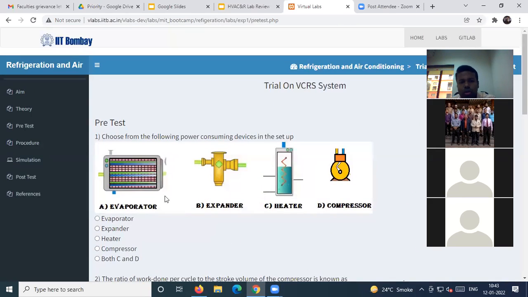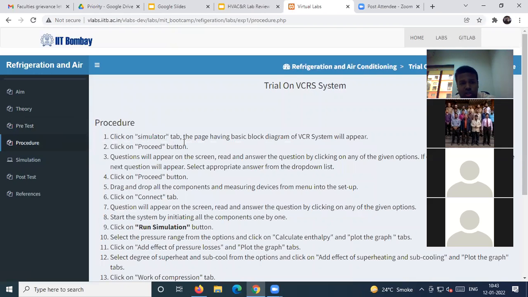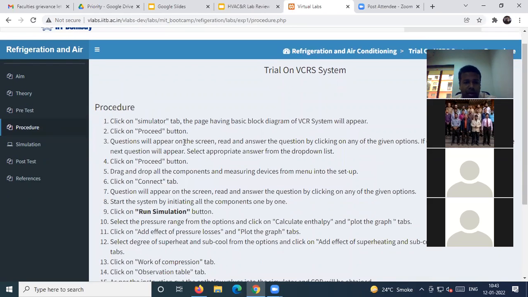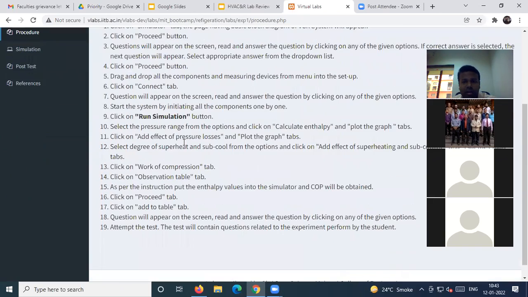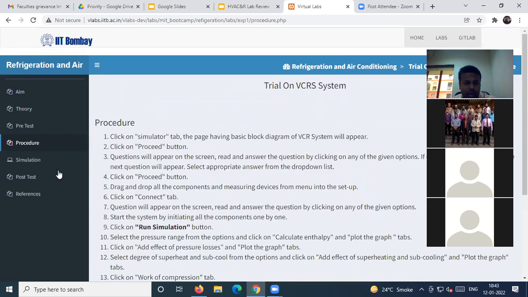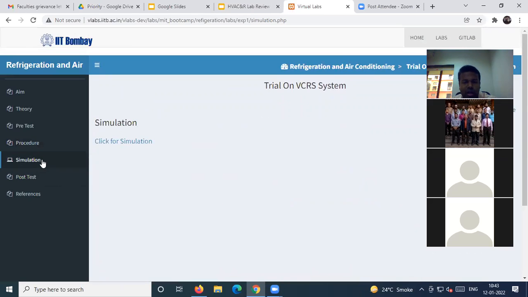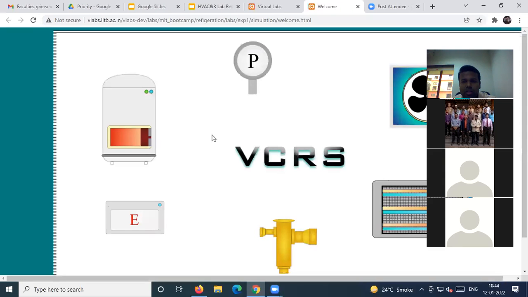Okay, so you can go through this pre-test before performing the experiment. Then they have given the procedure, how to perform the experiment. Click on the stimulator tab, all that is given. The next is stimulation, how to perform the stimulation. You can go to stimulation.